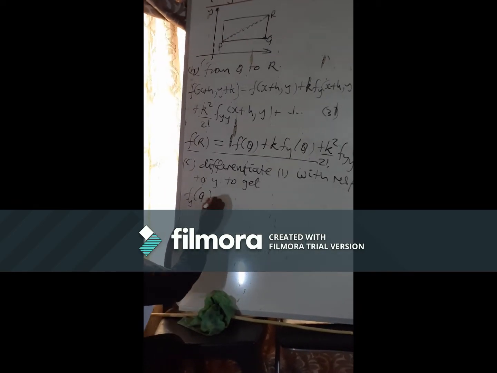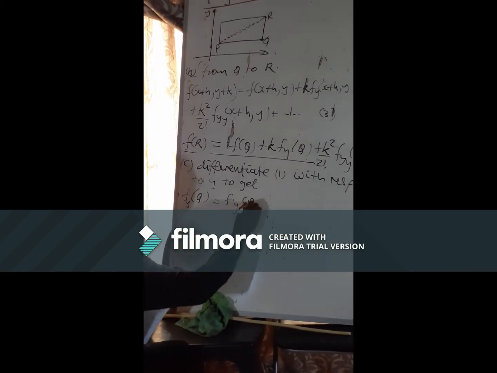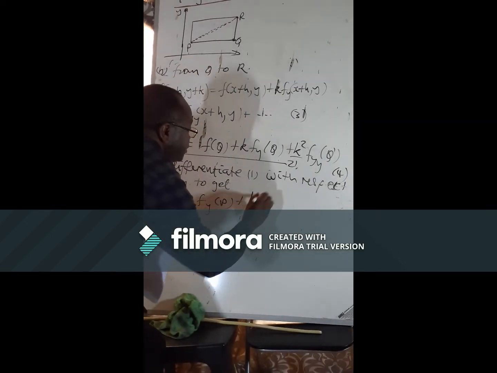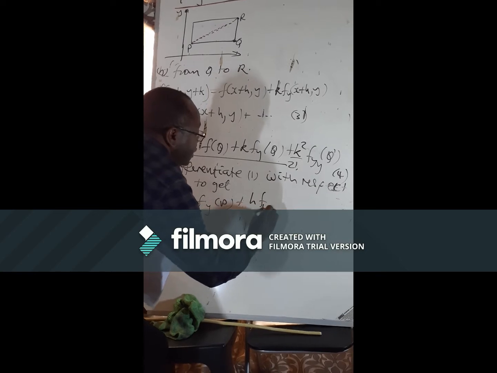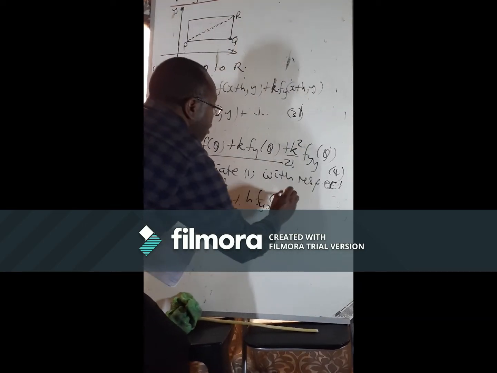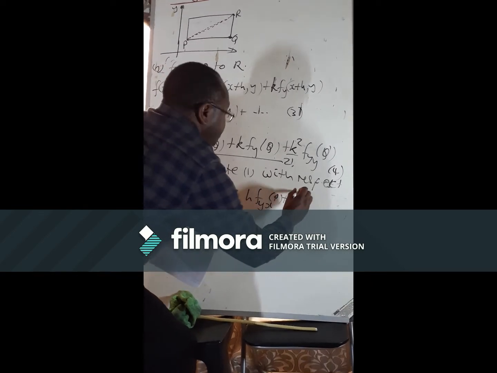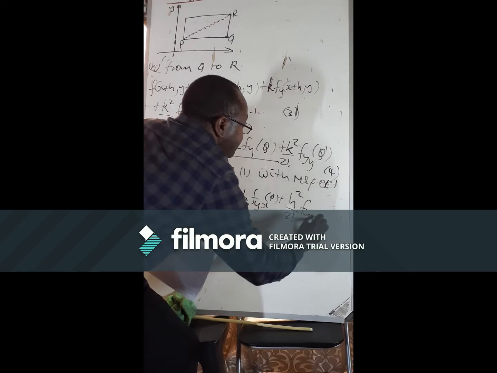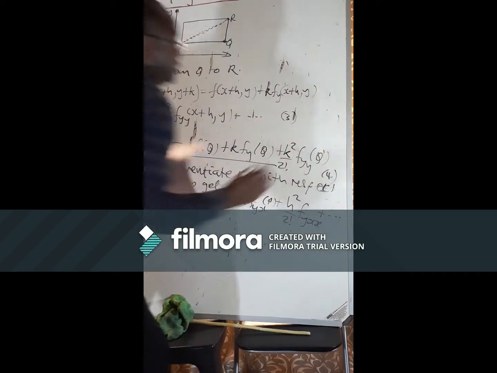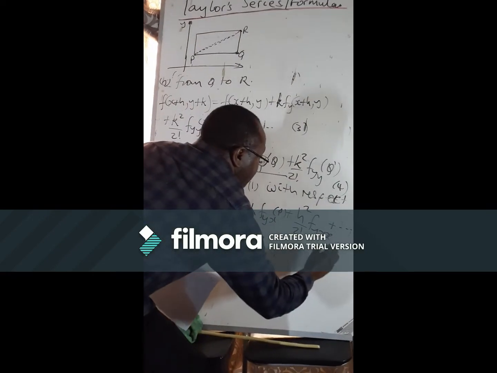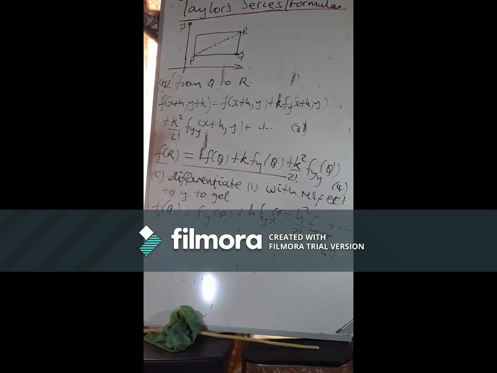fy at q, which will be fy at p plus h of fyx at p plus h squared over 2 factorial of fy at xx, then plus, like that. Let's call this here 5, okay?